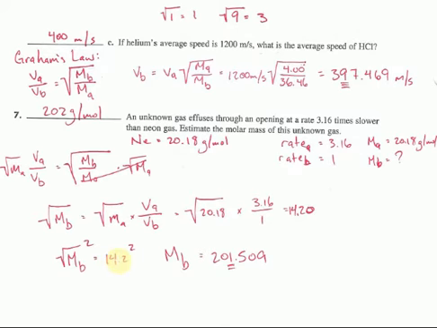We have to square 14.2. Plug that in the calculator. We get 201.509. Well, I'm using 3 significant figures because of this number right here given to me by the question, 3.16. So I'm going to round to this spot right here. This 5 tells me to round this up. So I have 202 grams per mole.